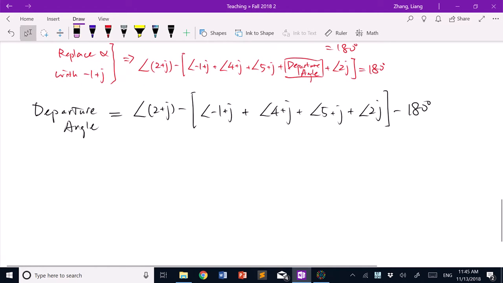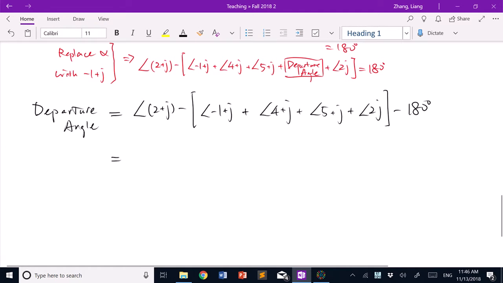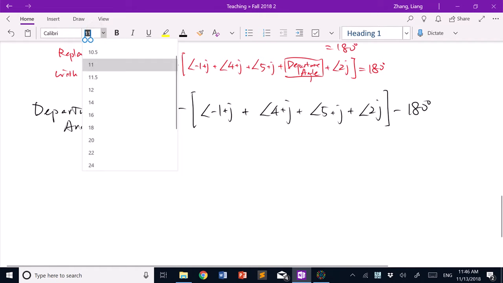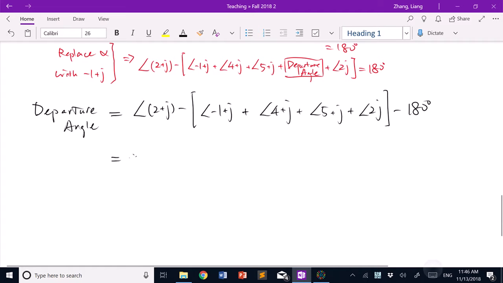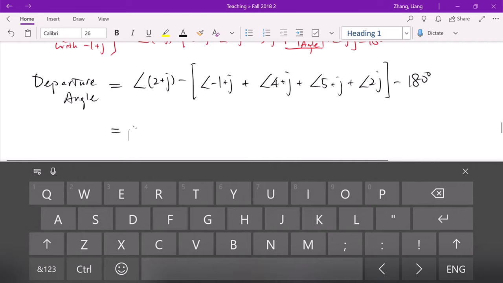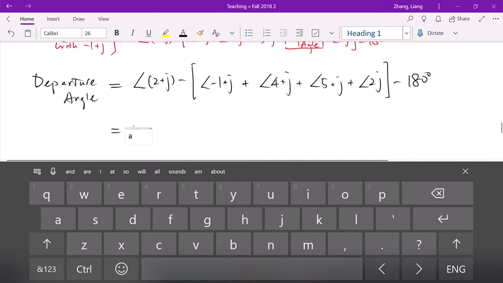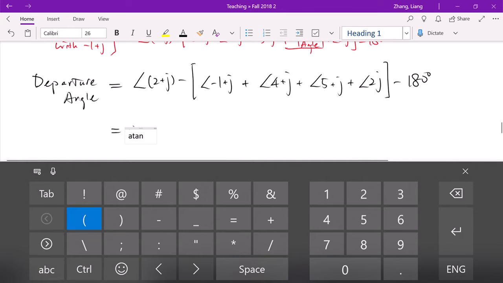Of course you can do all the calculations you want, and here I'm going to use the math functionality of OneNote to do all the calculations. So this should be what? I'll type it in. The angle of 2 plus j should be arc tangent of 0.5, since 1 divided by 2 is 0.5, and then minus, okay, a bunch of them.